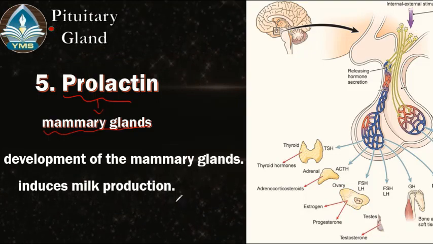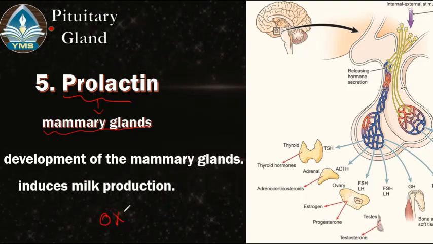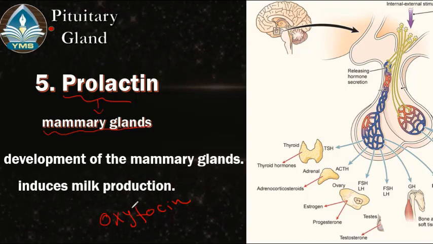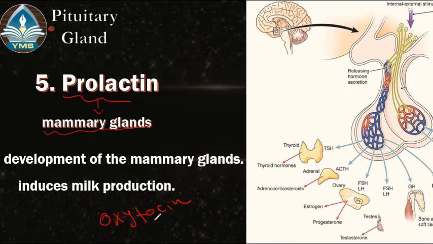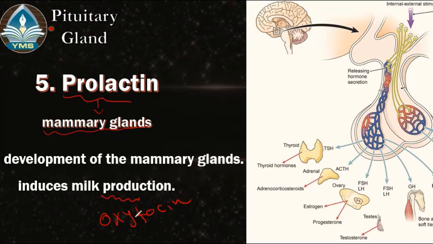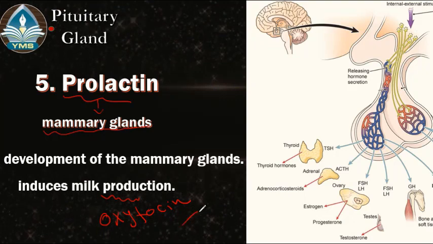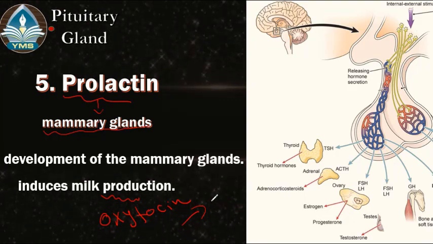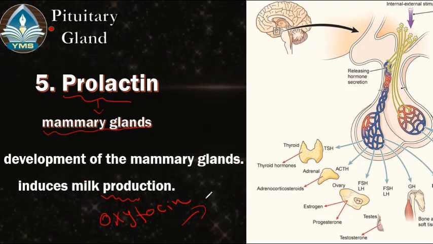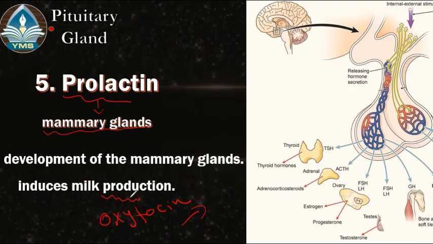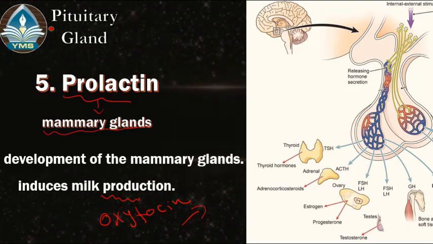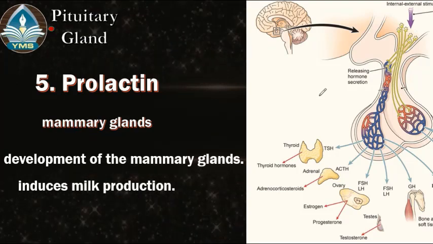The first hormone, oxytocin. Now let's compare oxytocin and prolactin. Both stimulate the mammary glands of the female, but prolactin helps in the production. Oxytocin helps the milk to be released. When the baby sucks the mother's breast, it will make the milk released out of the breast, but prolactin helps in the production. Oxytocin helps in the release of milk. So I hope this is clear. Let's go to the second hormone.